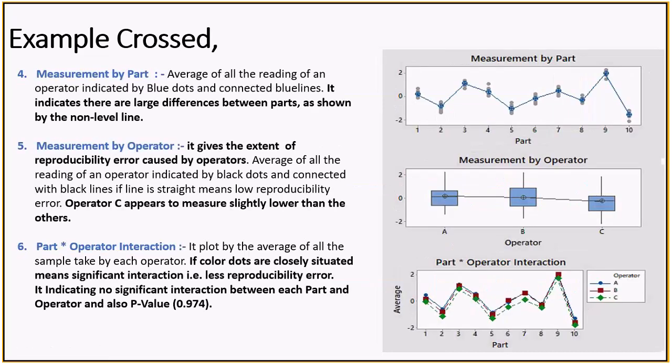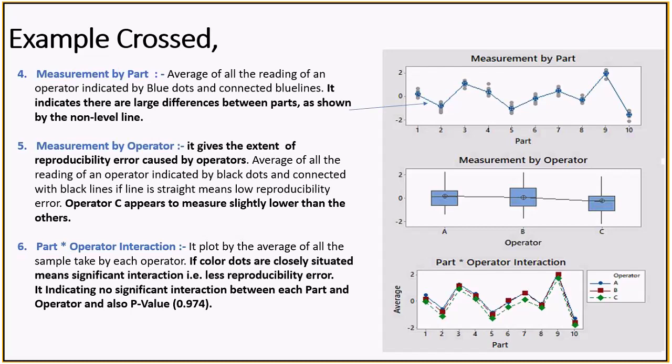Okay. Now let's go to the last 3 charts. This first one talks about the measurement by part. You can see this is nothing but the average of part 1 by all the operators. Let me repeat. This is part number 1. This is the average you can see in the center blue line, and the gray dots are nothing but the data points. For example, sample number 1 checked by operator A 3 times, operator B 3 times, and operator C 3 times.